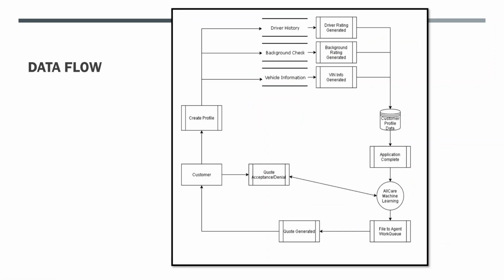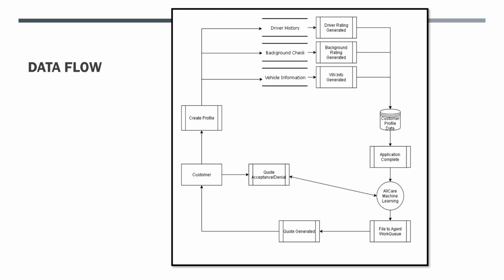This data flow diagram shows the data. We'll start with the customer. The customer will create a profile, which will auto-query an external database for driver history, background check, and vehicle information. These queries return a driver rating, a background rating, and VIN information. The returned data will store in the customer profile data repository. The data updates the application to complete.